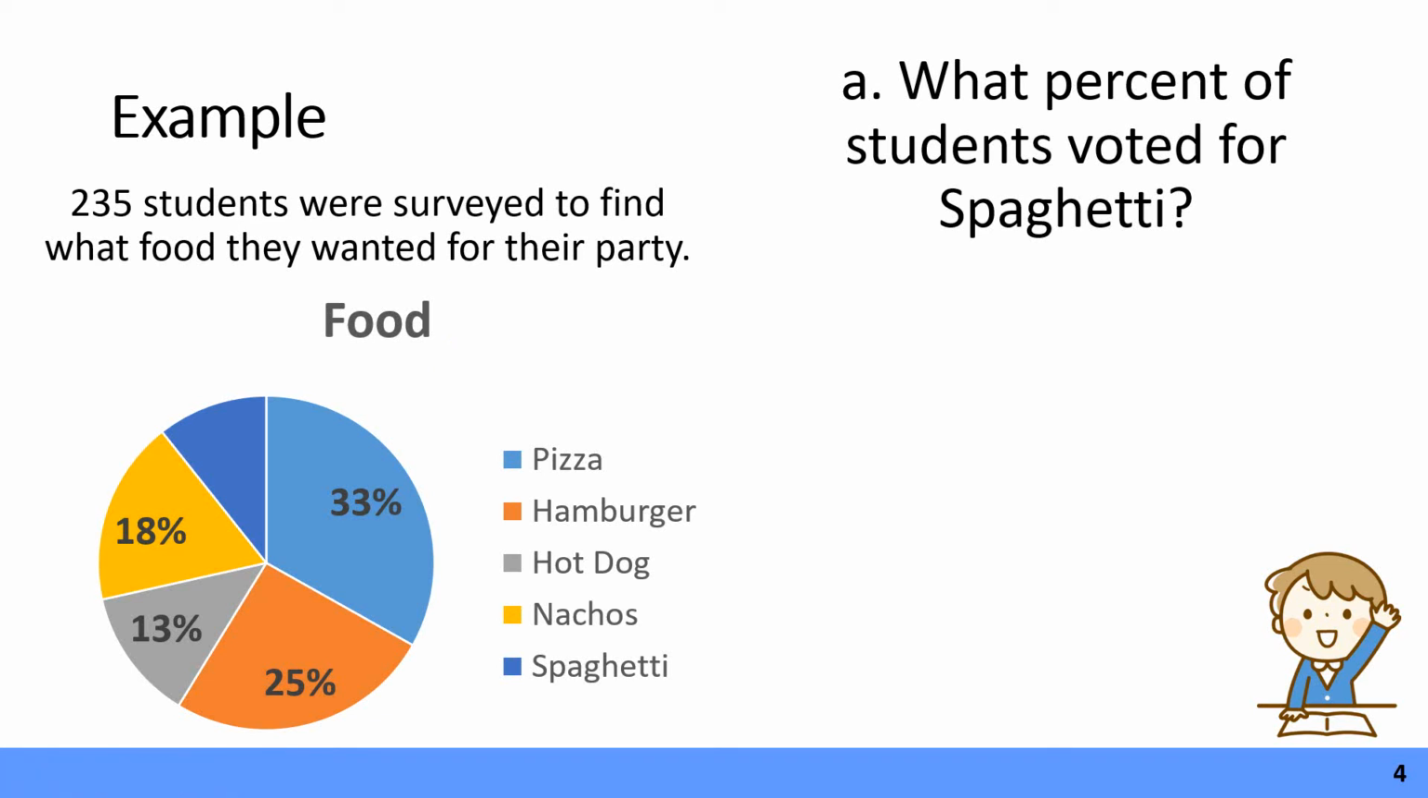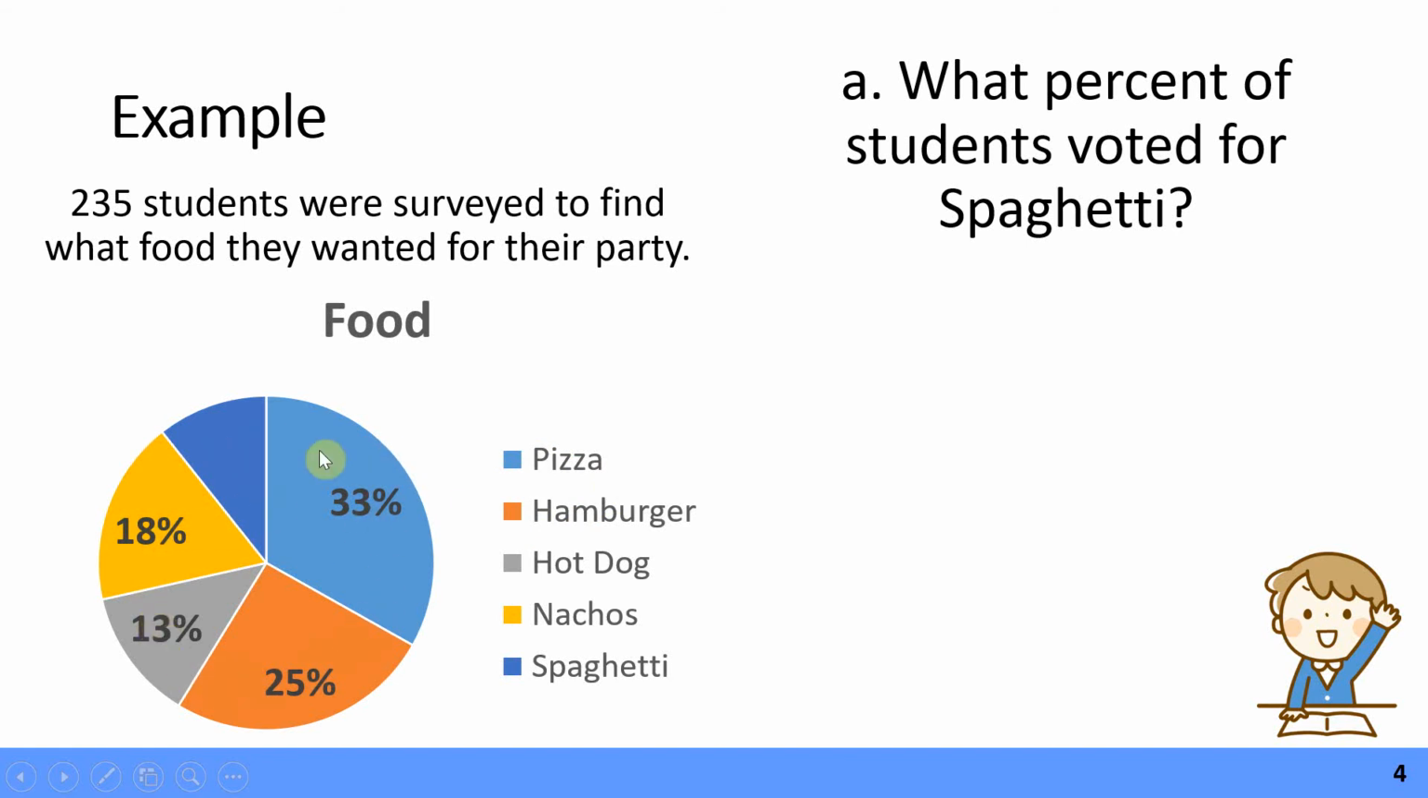If this would have been your pie chart, you could get as creative as you want, but here we just kept it simple with a title, just food. We have our legend, so every color tells you what category they represent. So blue represents spaghetti, yellow nachos, gray hot dogs, orange hamburgers, and then we have the light blue for pizza. And again, here are our percentages.